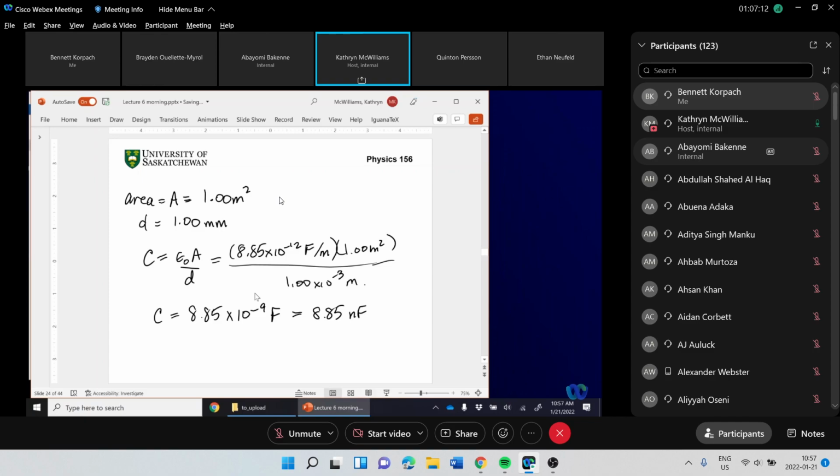Now we're going to crank up the voltage and see what happens, to see how much charge we can put on there before the air between the plates breaks down.